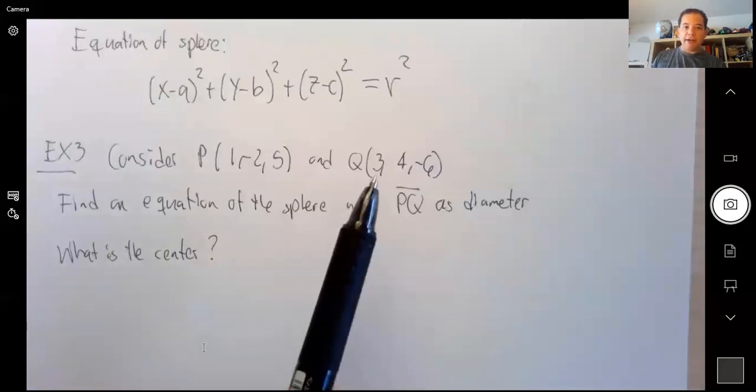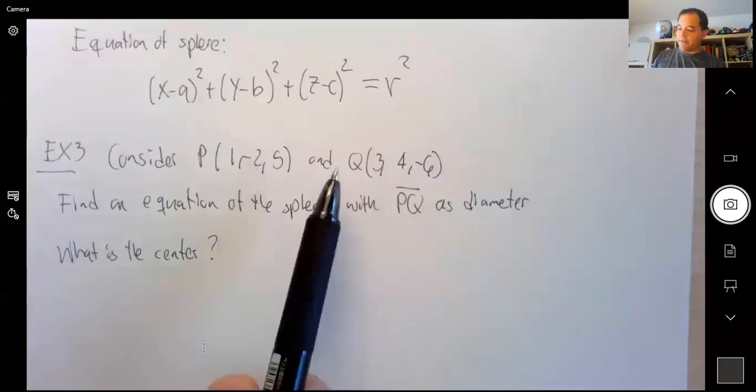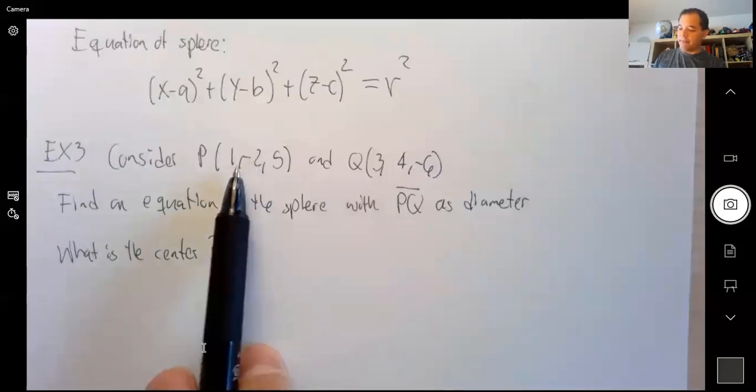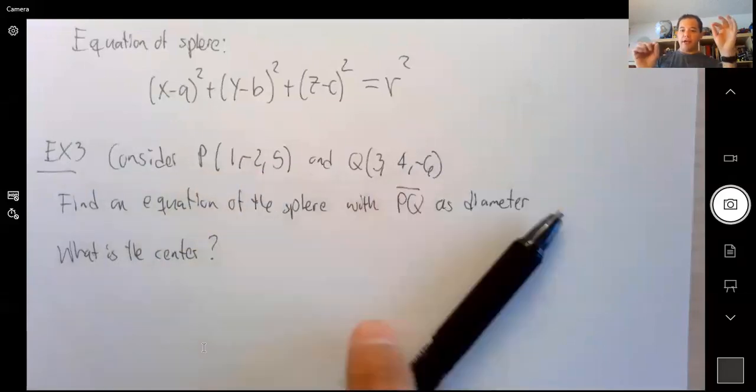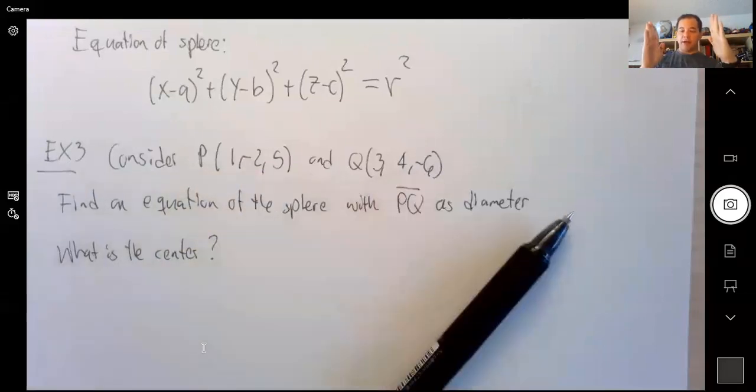Yes, so we want to find out A, B, and C. And we have these 2 points, right? (1, -2, 5) and (3, 4, -6). So in general, if you have the diameter, how do you find the center? Right, maybe. Would you subtract the diameter from a point? Subtract the diameter from a point.